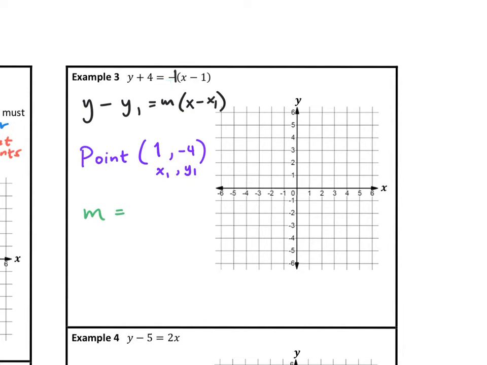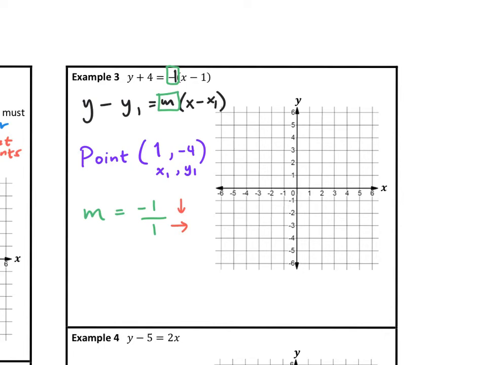So that means my slope, the number in front of the parentheses, is negative 1. So this corresponds to my slope. So my slope is negative 1. And what's the number at the bottom of negative 1 if it's not given? Positive 1, right? So that means I'm going to go down 1 to the right 1. Down 1 to the right 1.